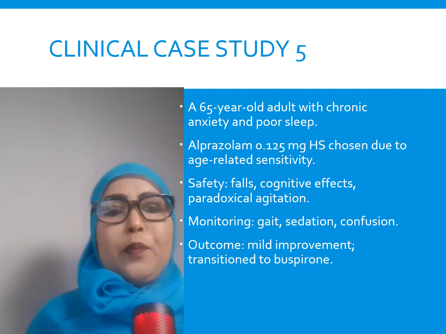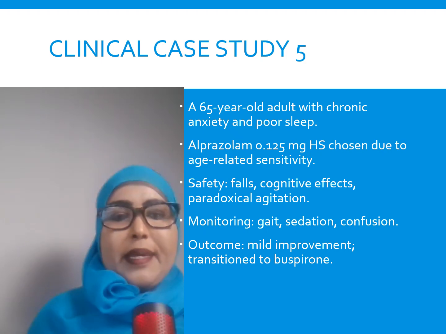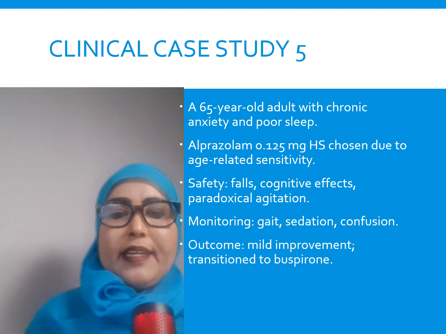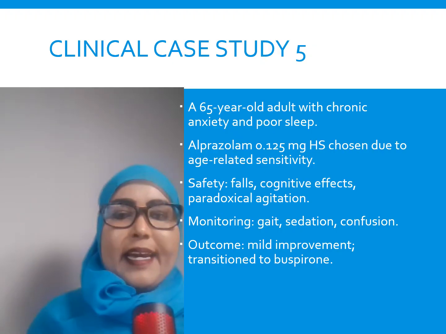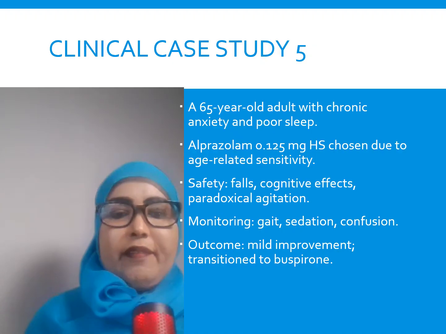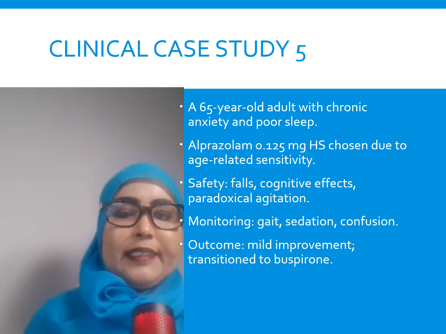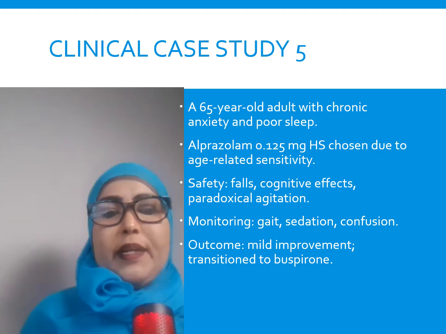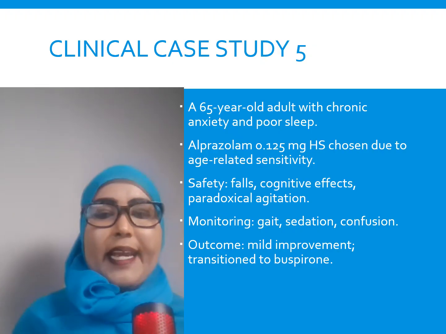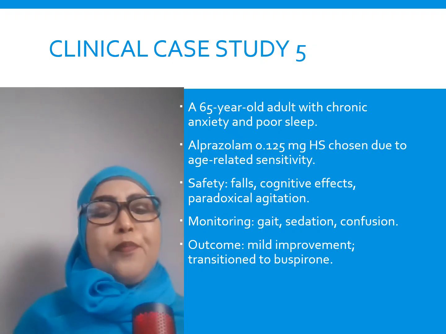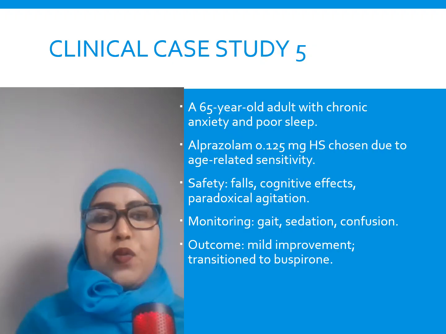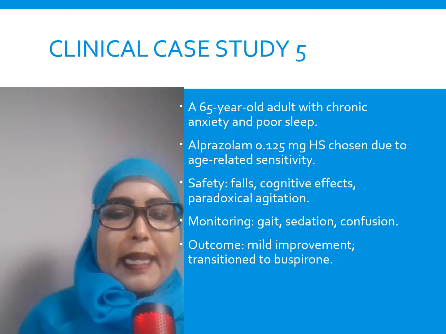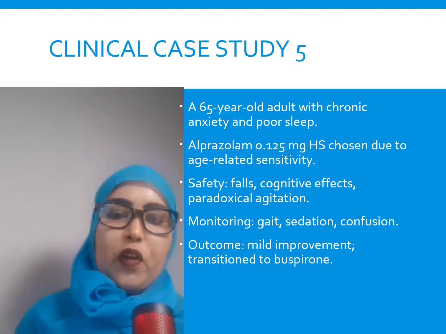Patients who are older, they are sensitive to Alprazolam. It increases their fall risk, it lowers their cognition, and it creates paradoxical agitation. So you monitor fall risk, cognitive effectiveness, and paradoxical agitation. You also monitor their gait, if they are walking normally, and you also monitor sedation level and confusion. People who are older, they get confused when they take Alprazolam. That leads to fall risk.